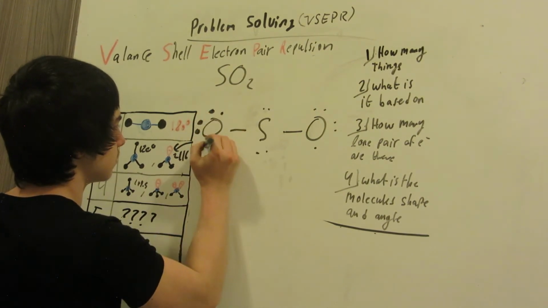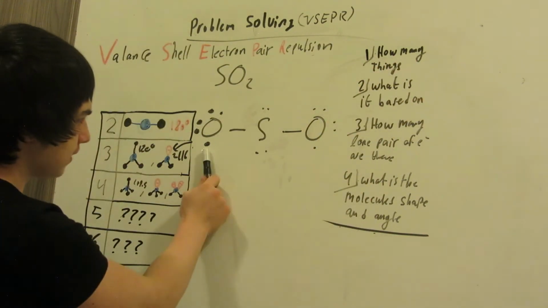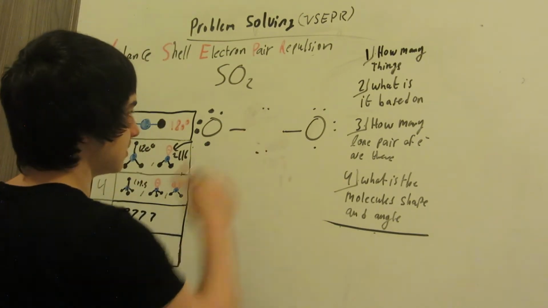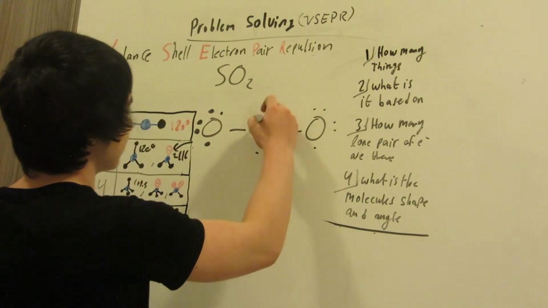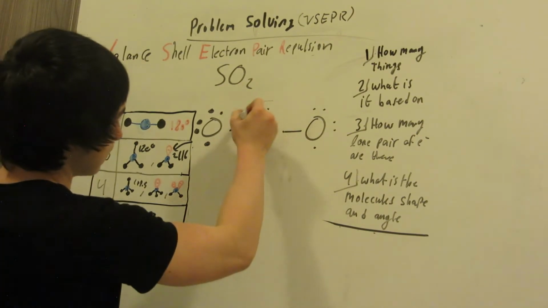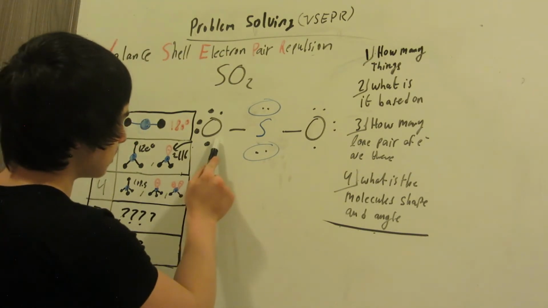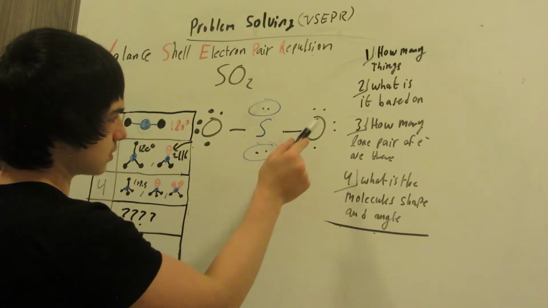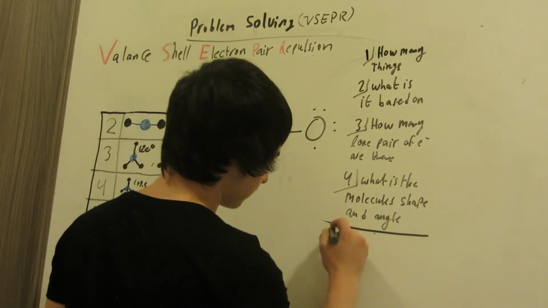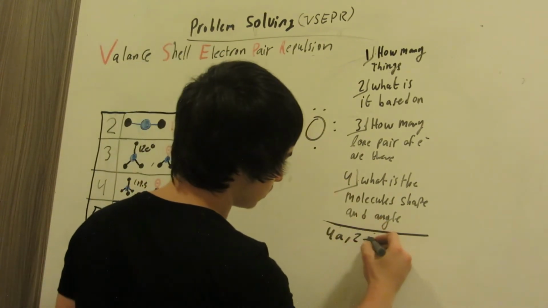Alright, so let's start. First things first, how many things are there? We have 1, 2 atoms bonded to the central atom. On the central atom, we can see there are lone pairs of electrons. We have 1 right over here. So, how many things do we have now? 1 atom, 1 lone pair of electrons. That's 2, 3, 4. 4 things. So we write 4 things and 1 lone pair of electrons.